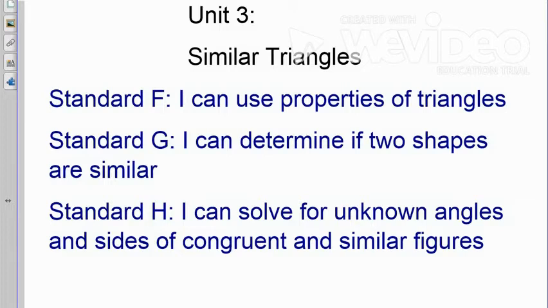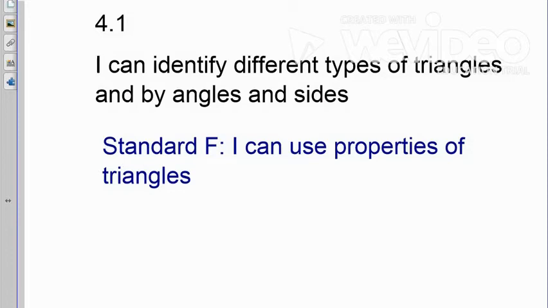So these are the three standards, F, G, and H. You can read them yourself. I'm not going to go through them. But we are going to be talking about triangles and some of the classifications that go with them, okay? So this unit is going to be calling on some of your information regarding triangles and then applying some new information as well. So the first section we're going to start is 4.1.